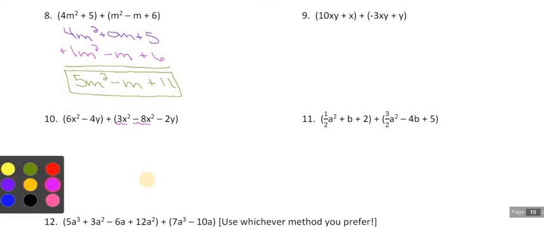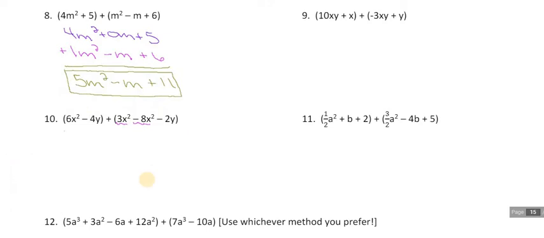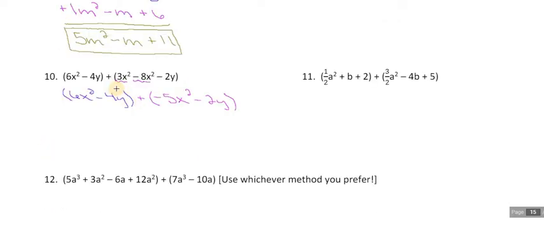So I'm going to drag down my first polynomial, which is a binomial. So 6x squared minus 4y. And then I've got plus, in the second polynomial, 3x squared minus 8x squared is negative 5x squared minus 2y. Now we can stack them vertically. And notice we do have matching like terms, so we don't need to worry about any spaces.